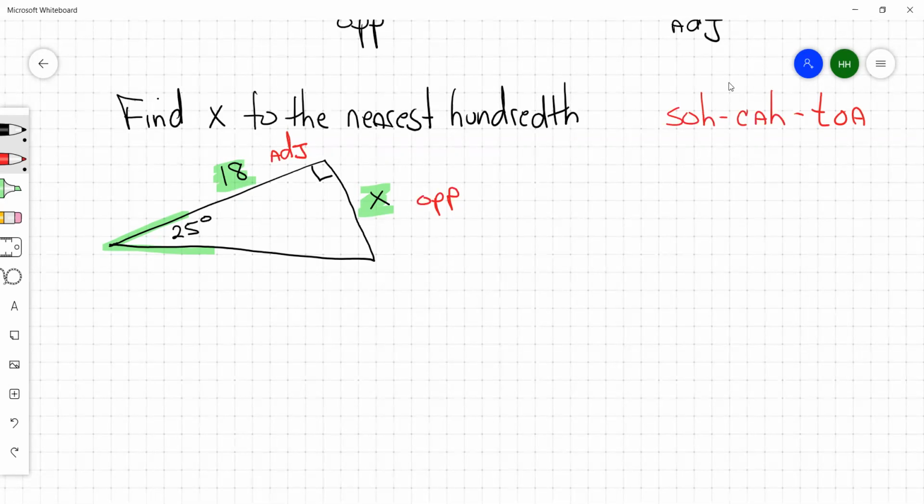Which ratio deals with opposite and adjacent? Tan. Tan equals opposite over adjacent, doesn't it? So watch, you write tan of 25 because that's your angle measure. Tangent of 25 is equal to the opposite side, which is x, divided by the adjacent side, which is 18. There's your ratio.